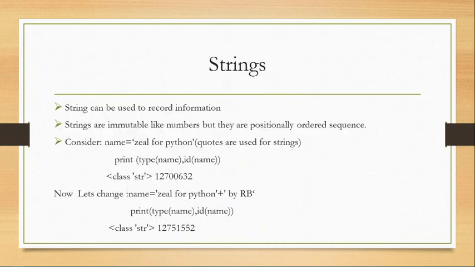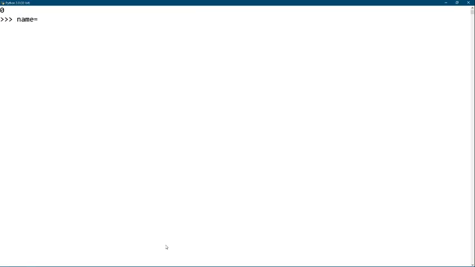Let us learn about strings. What is a string? A string can be used to record information. It is nothing but a sequence of letters or characters. Strings are immutable like numbers, but they are positionally ordered. Consider name, zeal for Python. If I check its type, it will tell me it is a string.